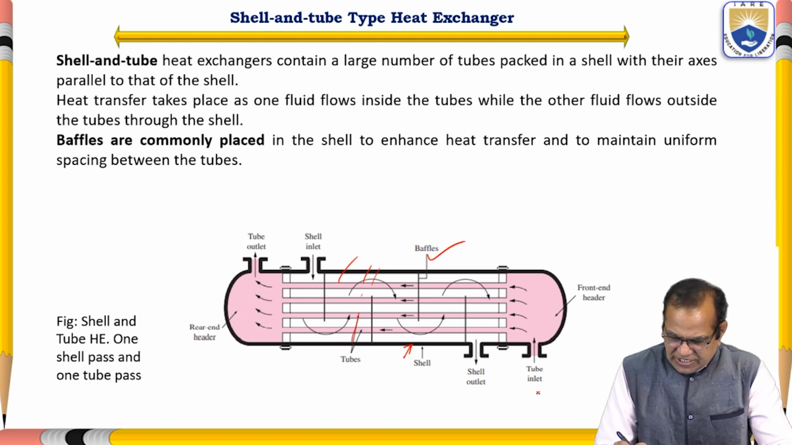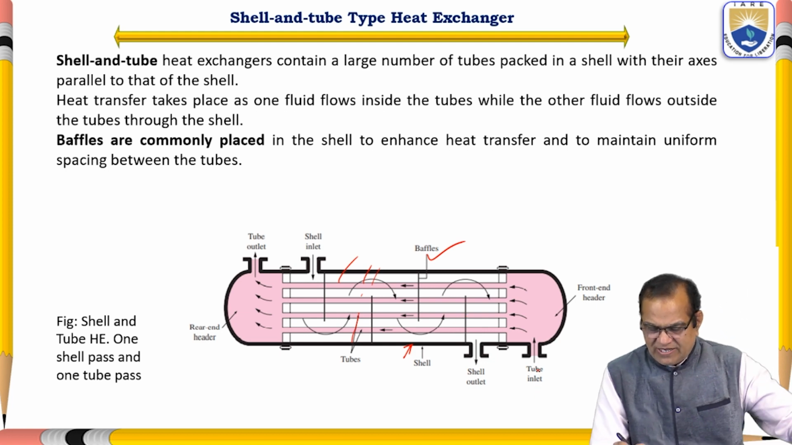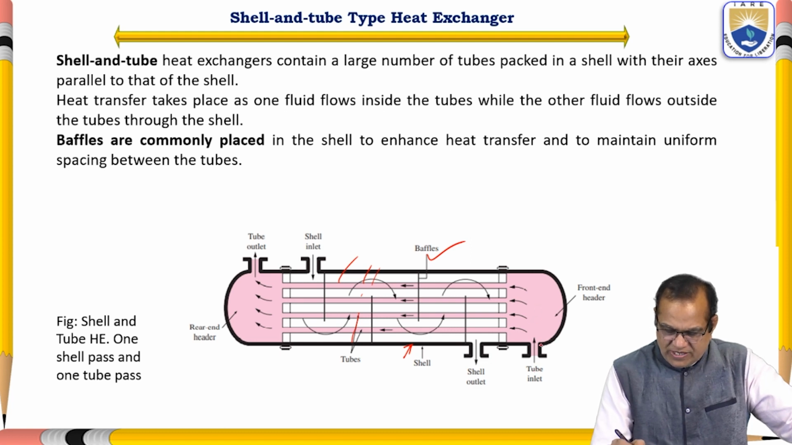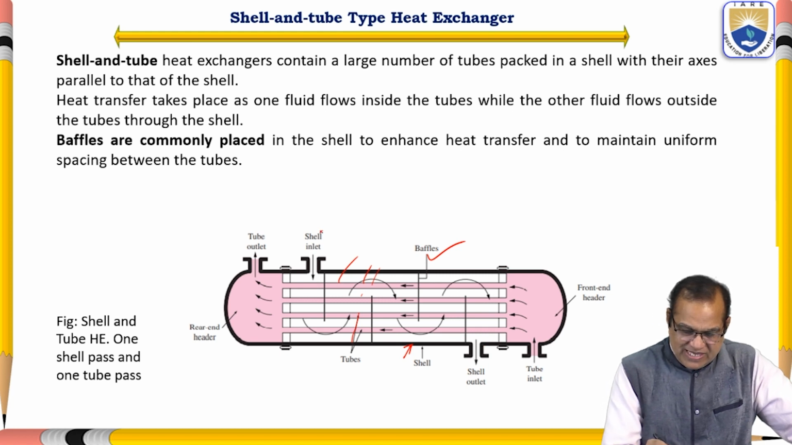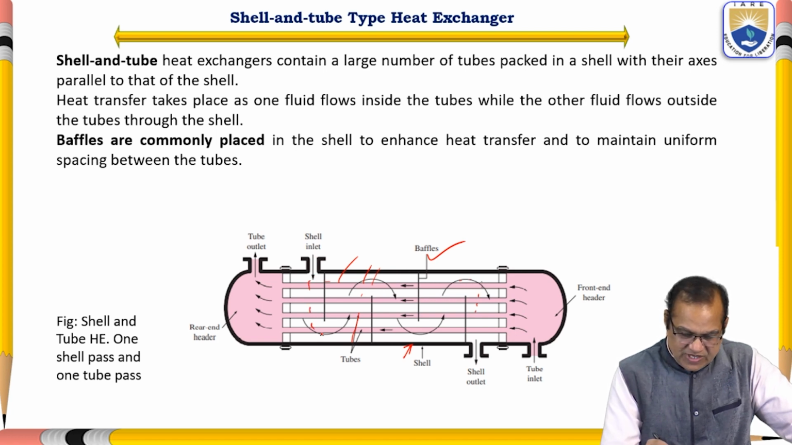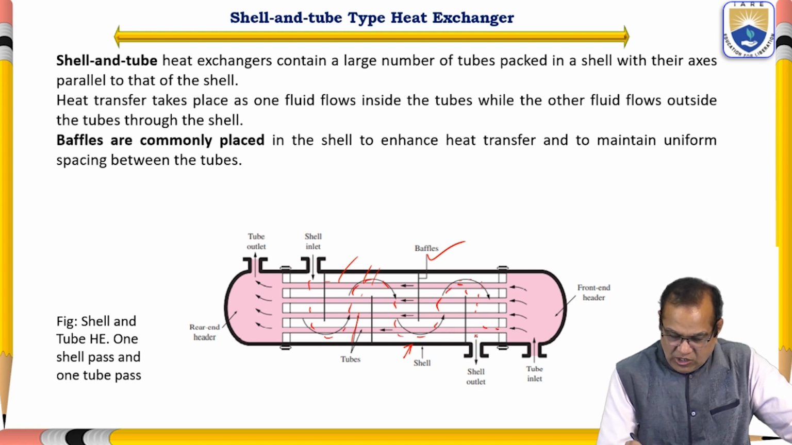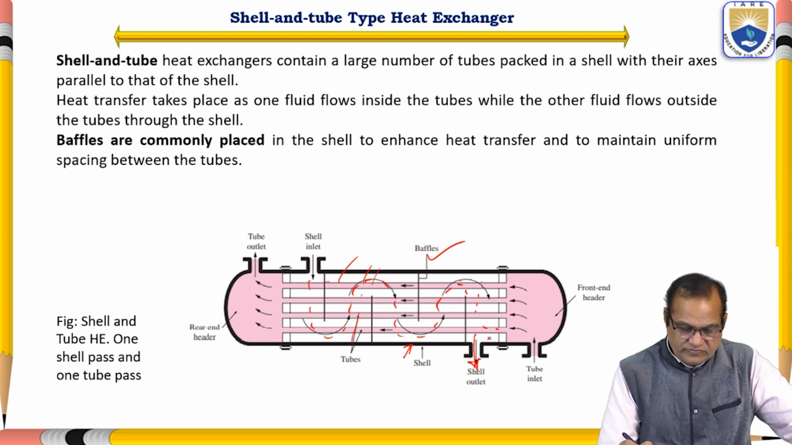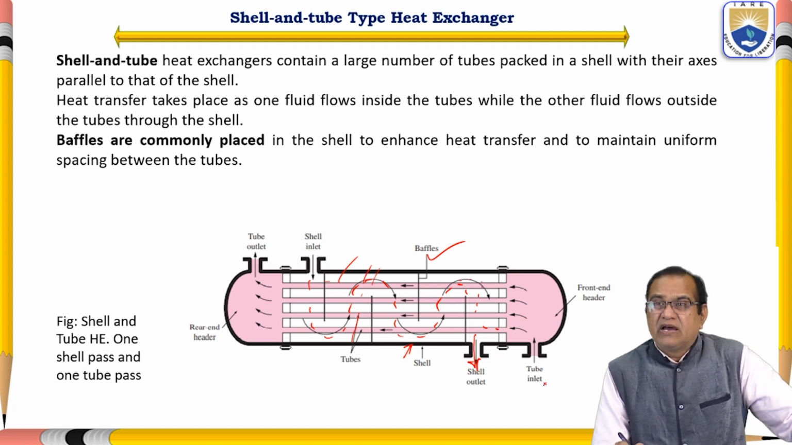So in this, if you see, the tube inlet from here, it is going to the tube. And from here, if you see the shell inlet, a cold fluid will come from here and go and mix with each other like this, and then it will go out from here.